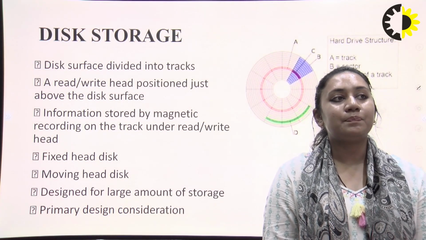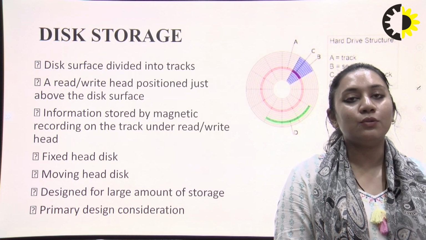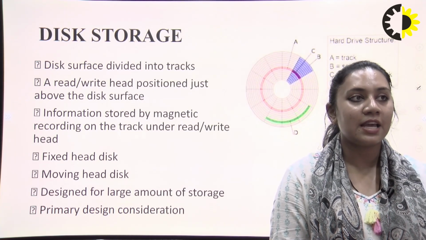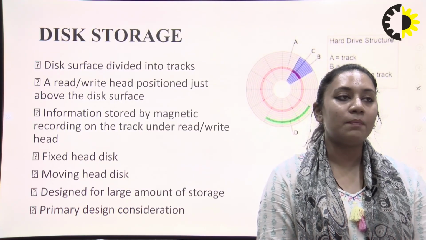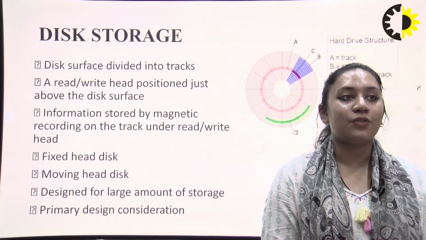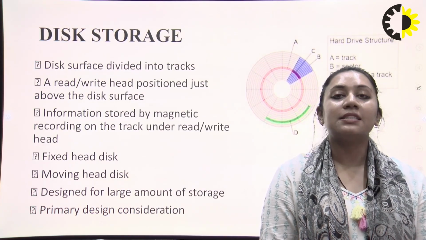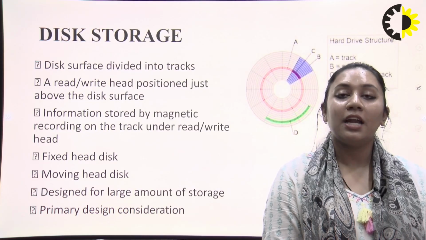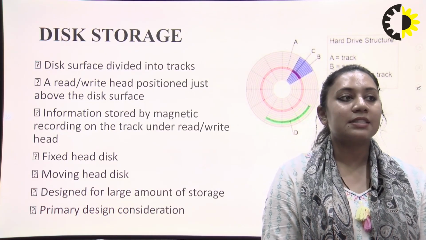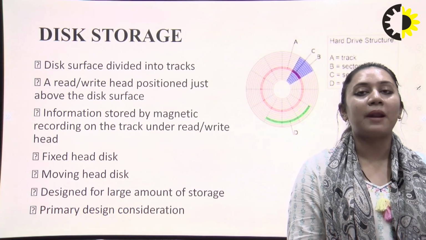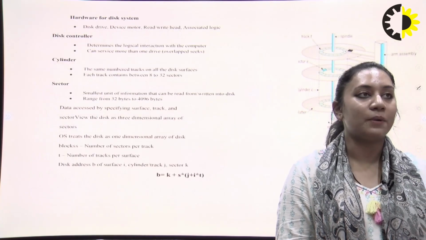Disk storage uses read and write head positions on the disk surface, and the information is stored by magnetic recording on the track under the read and write operation in the operating system. It has fixed head disks and moving head disks, and it is designed for large amounts of storage, which is a primary design consideration in the operating system.